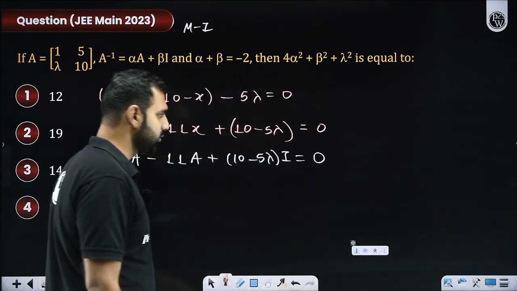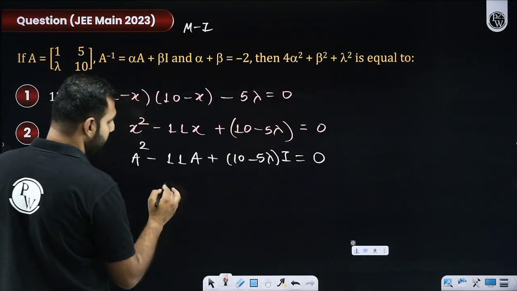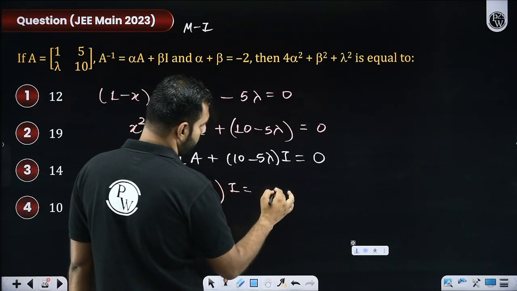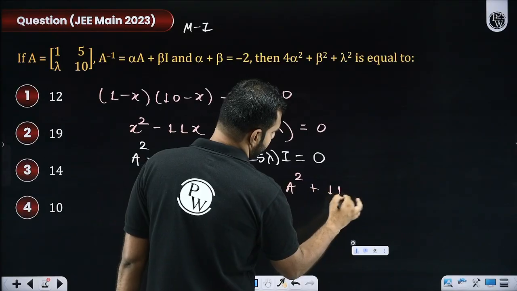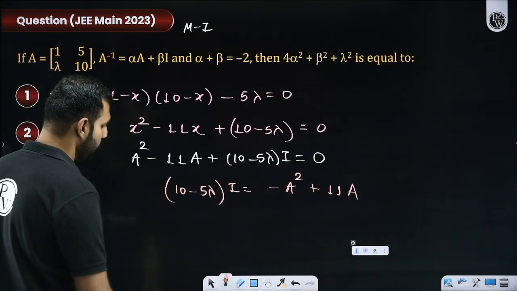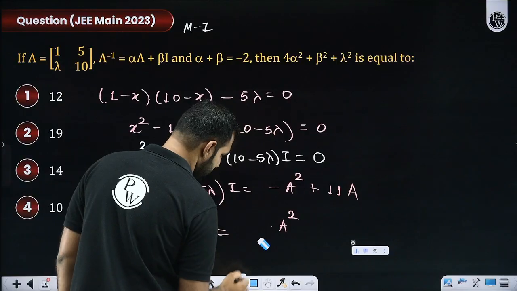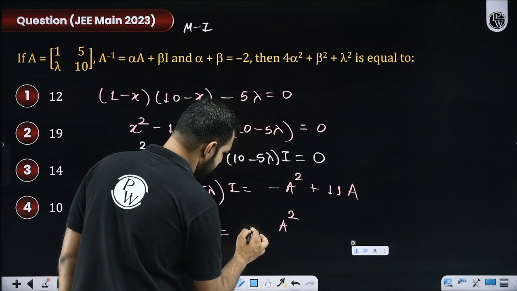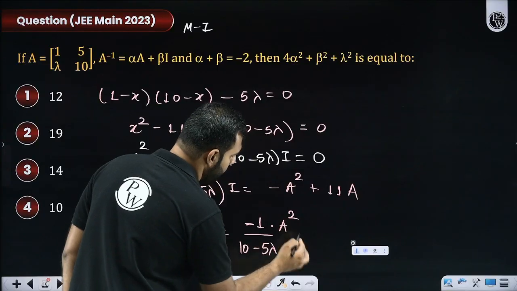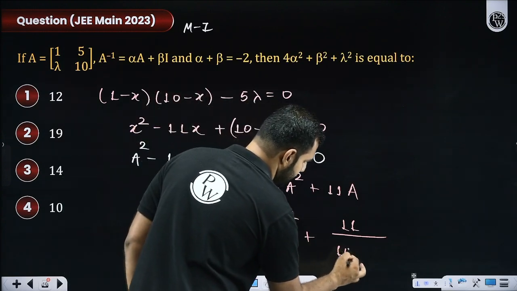Now pay attention to this part, all the participants. Here, if I take this A squared and 11A to the other side, I'll have (10 minus 5 lambda) I is equal to minus A squared plus 11A, yes or no? And if I divide both the sides by 10 minus 5 lambda, I hope you're realizing what I will get. I'll get I as minus A squared divided by 10 minus 5 lambda. So can I write it as minus 1 by (10 minus 5 lambda) times A squared, yes or no, plus 11 by (10 minus 5 lambda) times A, yes or no, everyone?